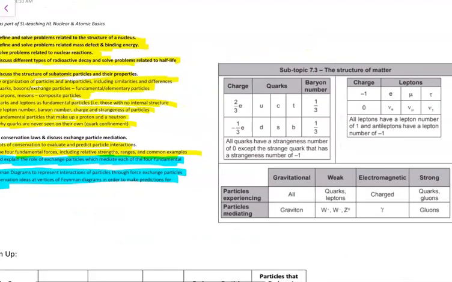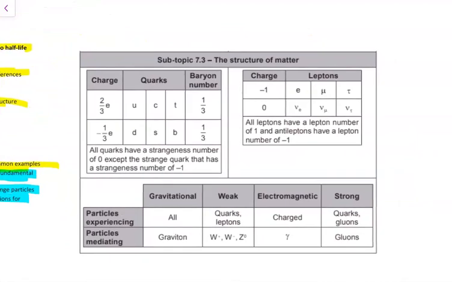We're using the data booklet from 7.3, subtopic 7.3. We're going to need to identify all parts of this, the charge, the baryon number, the lepton number, and then all the four forces.